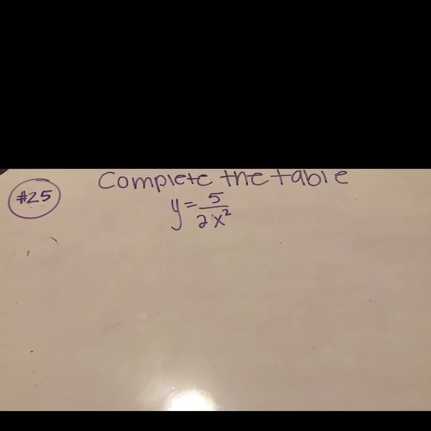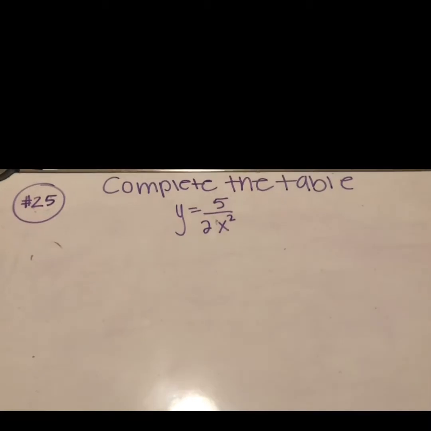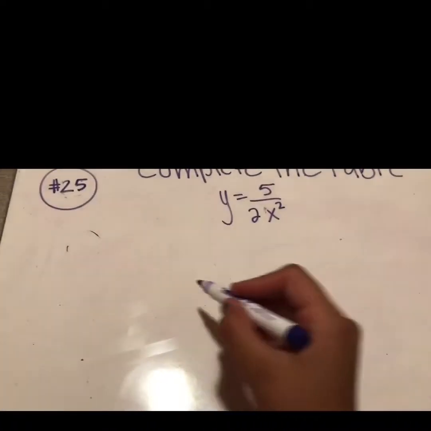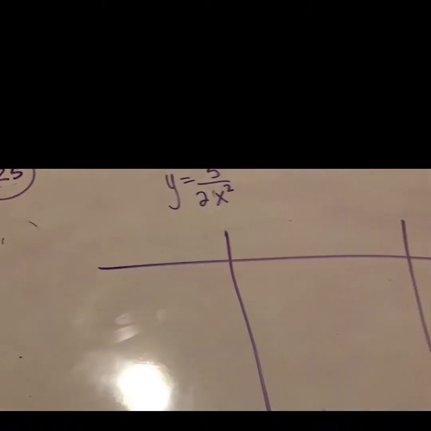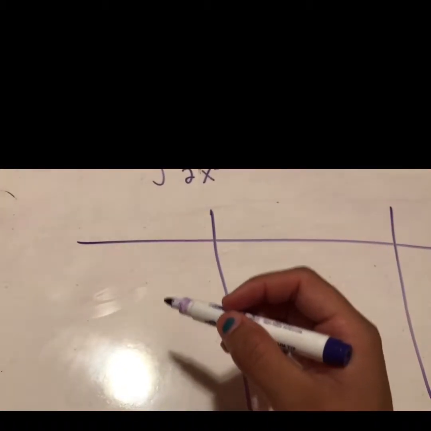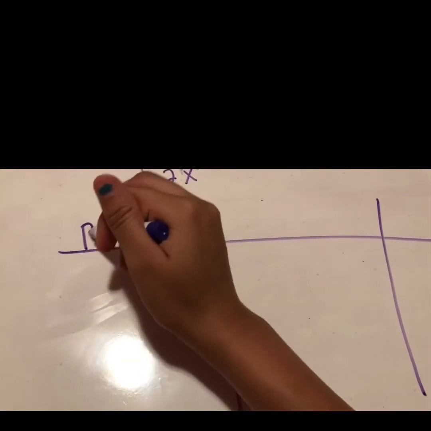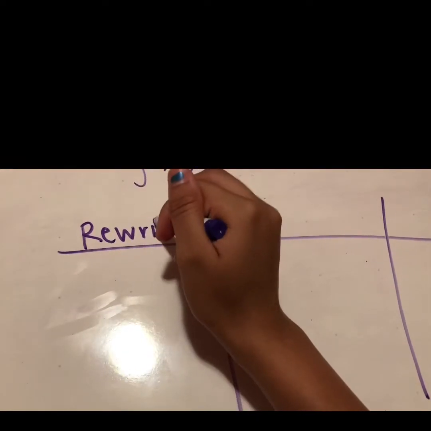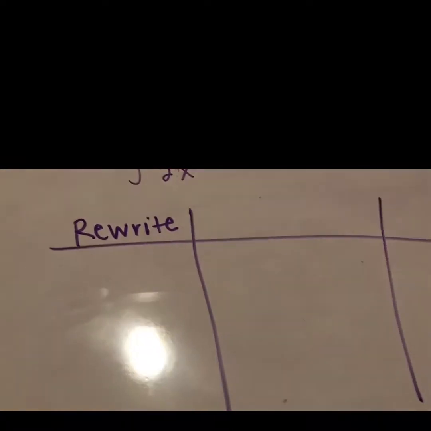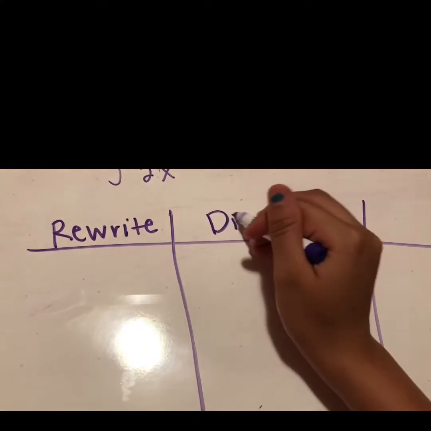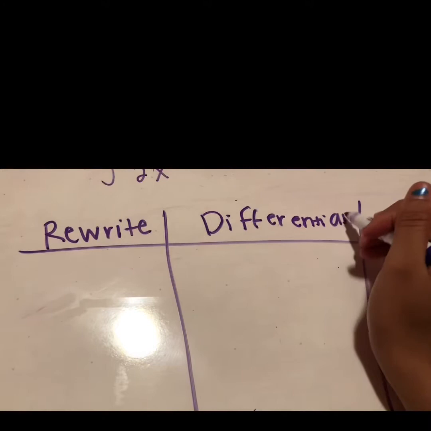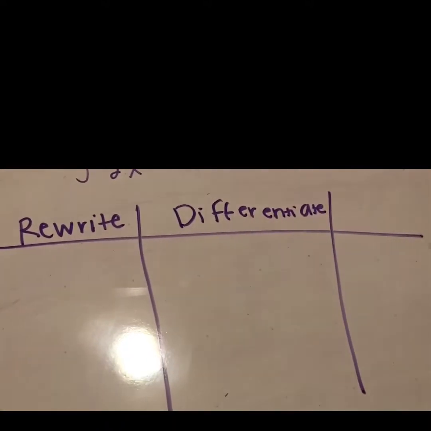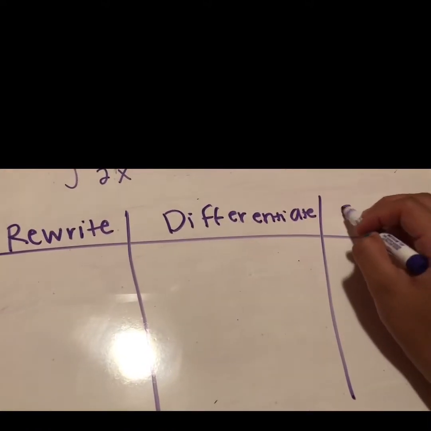For problem number 25, it asks us to complete the table using this equation right here. So when doing the table, there are 3 different sections. We have the section where we have to rewrite the problem. We have the section where we have to differentiate the problem. And then the last column would be the simplifying one.